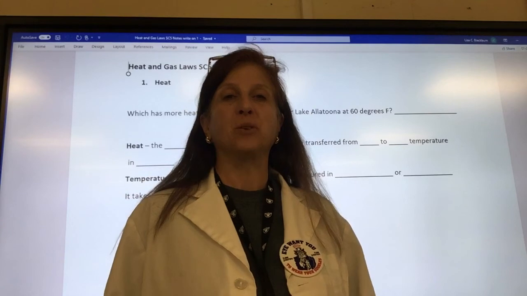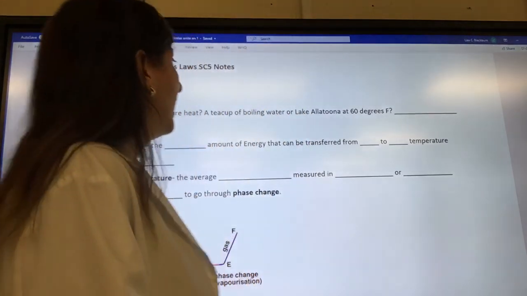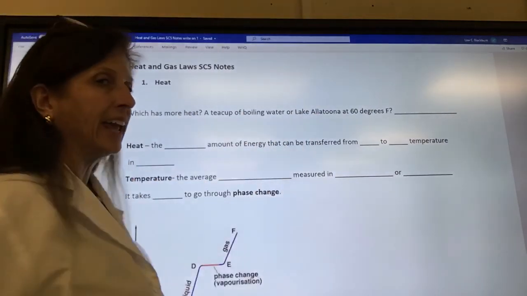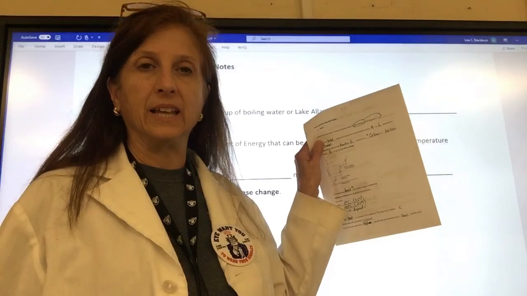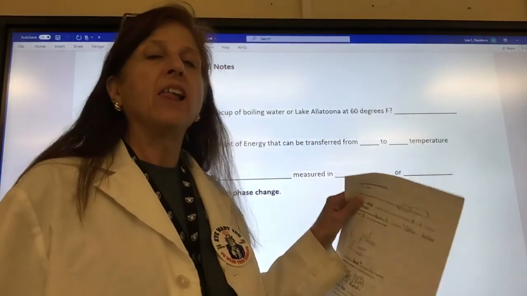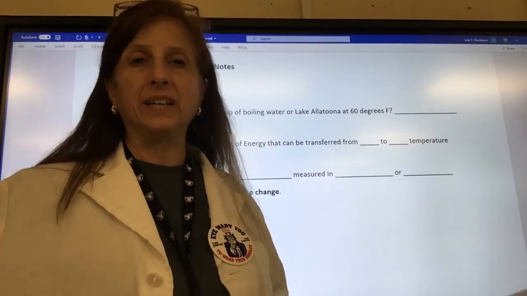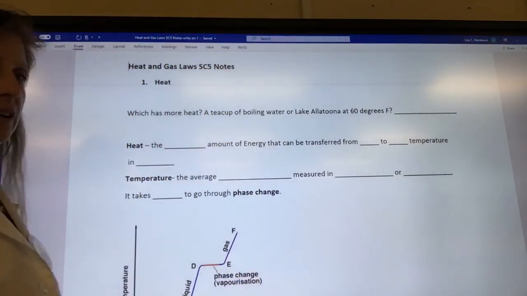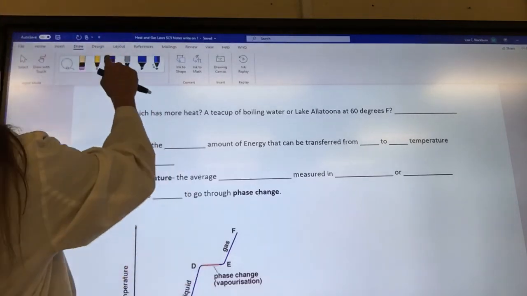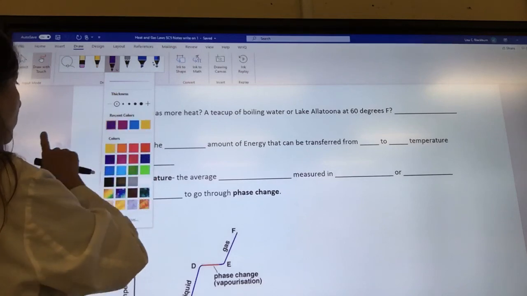Which one do you think has more heat? It turns out that it is the lake. It doesn't matter that the teacup is boiling, that the heat is all the energy. And a great big lake has way more energy than, I'm going to turn and draw so I can write on this, than just a little teacup, even if the teacup's hotter.